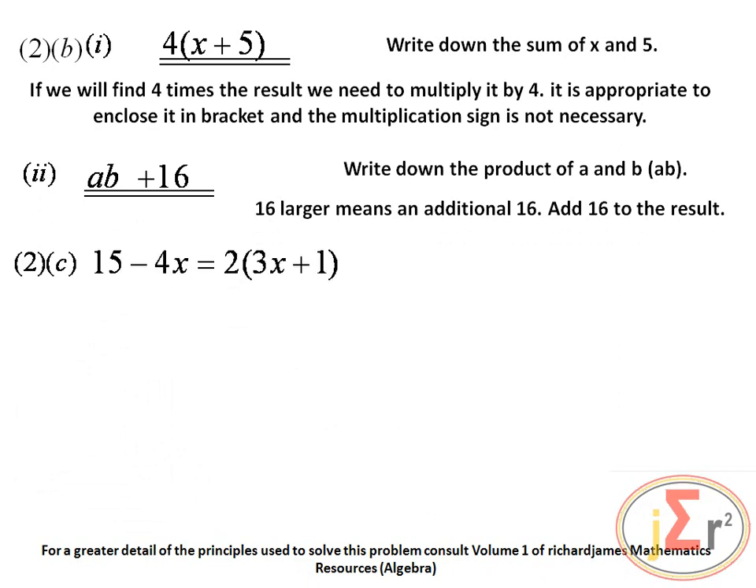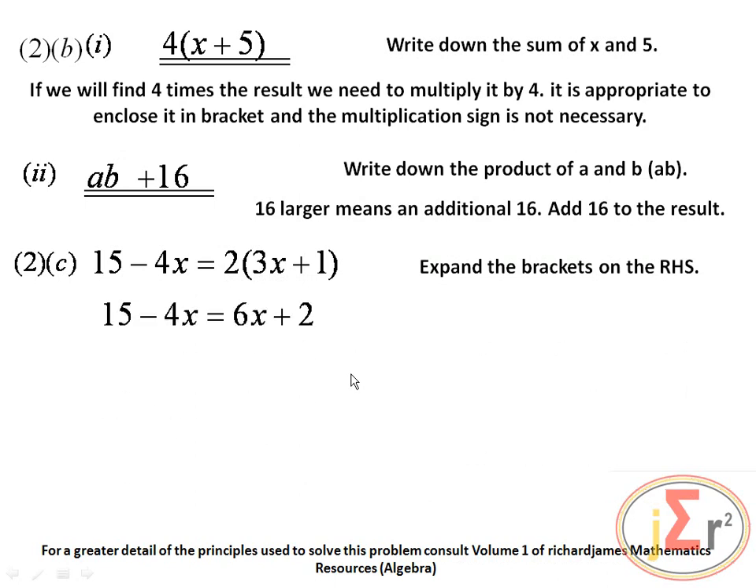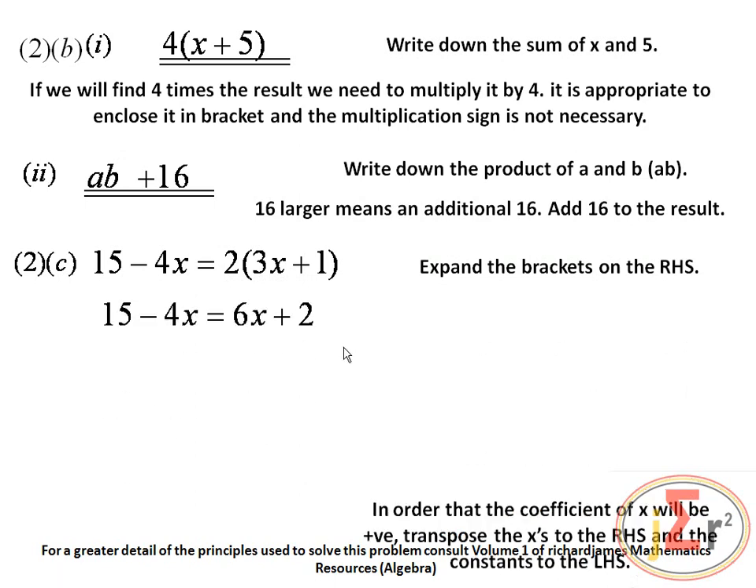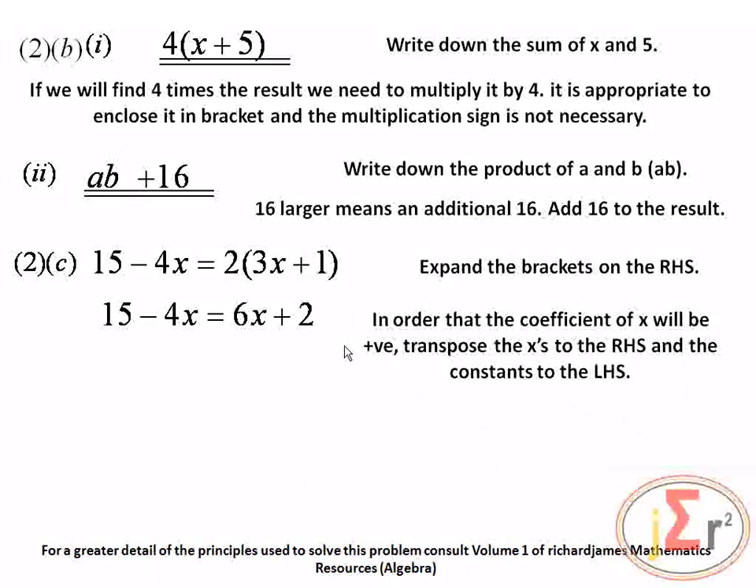We will then solve this linear equation. First, we will expand the brackets that we have on the right hand side. We will do our expansion. 2 times 3x is 6x, and 2 times 1 is 2. In order that the coefficient of x will be positive, we will transpose the x's to the right hand side and the constants to the left hand side.